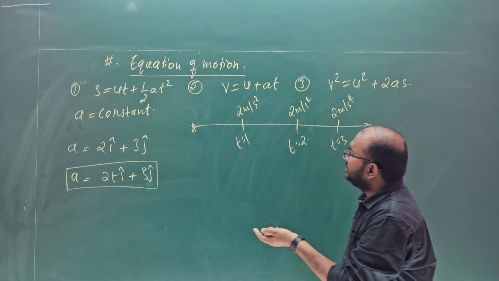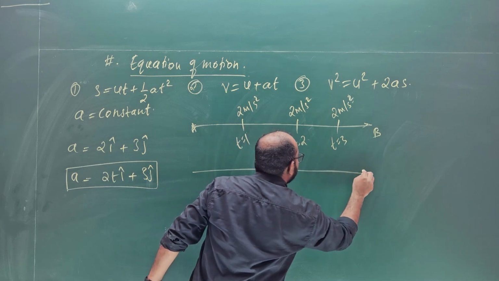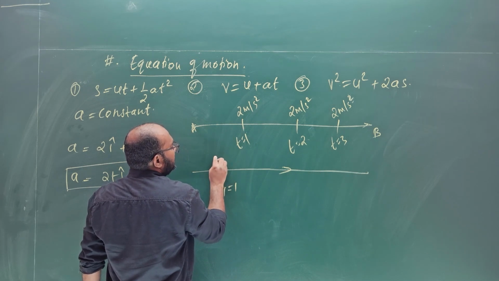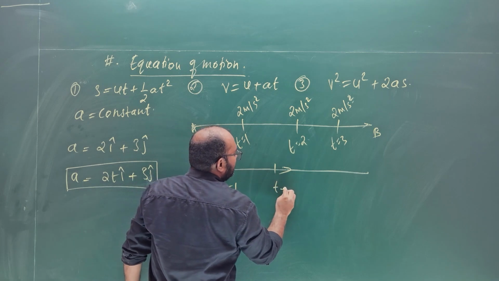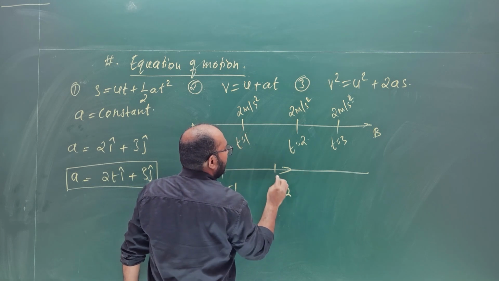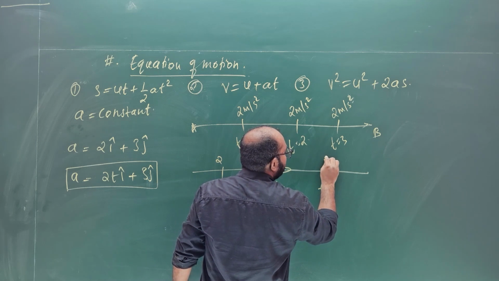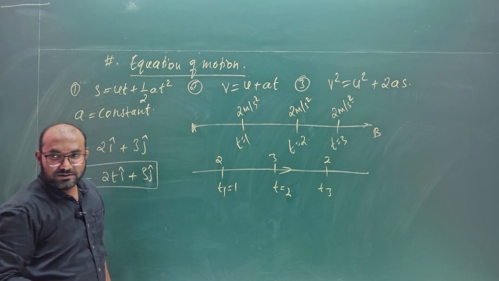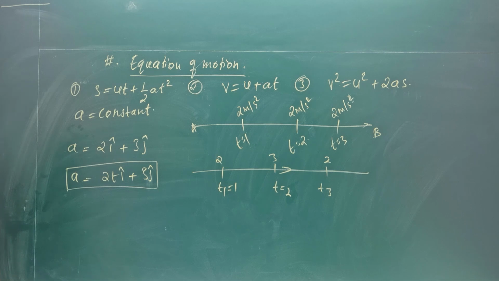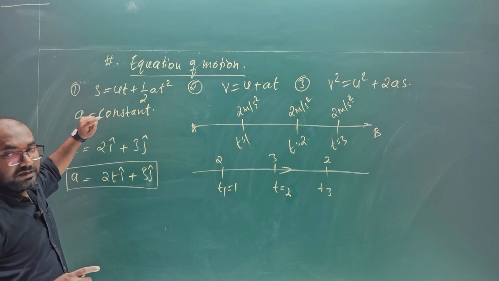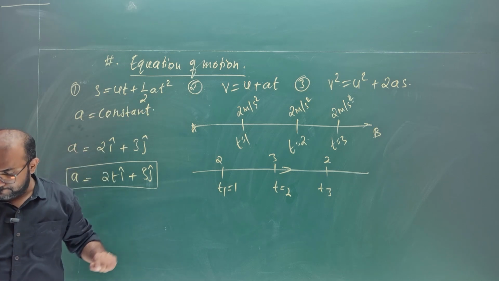Time. If it is changing, for example, in the next case, at this point t1 is equals to 1 second, acceleration is 2. At t2 is equals to 2, acceleration may be 3. At t3, acceleration is 2. So this is variable acceleration, where acceleration is time dependent. If acceleration is constant, then and only then we can use all these three equations. Okay.